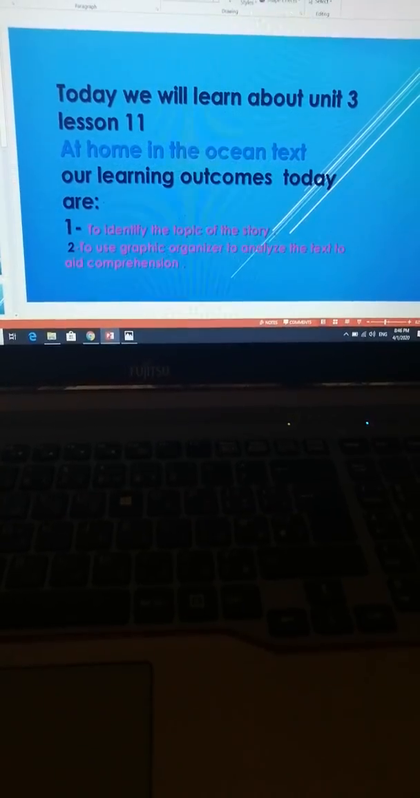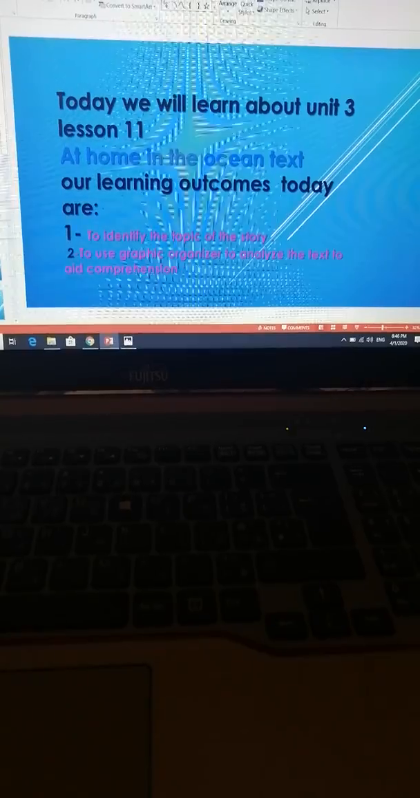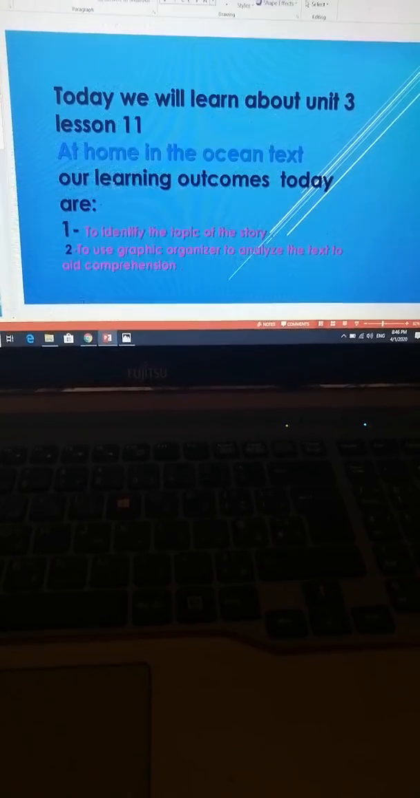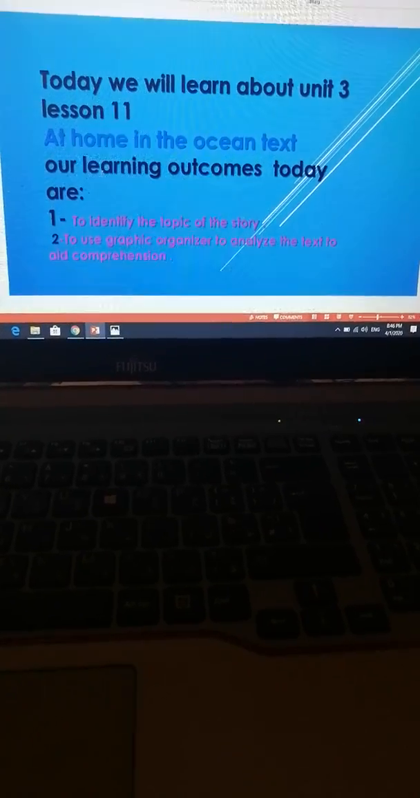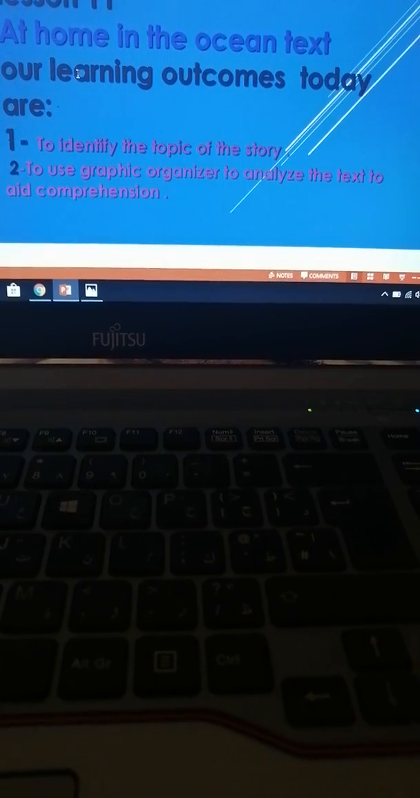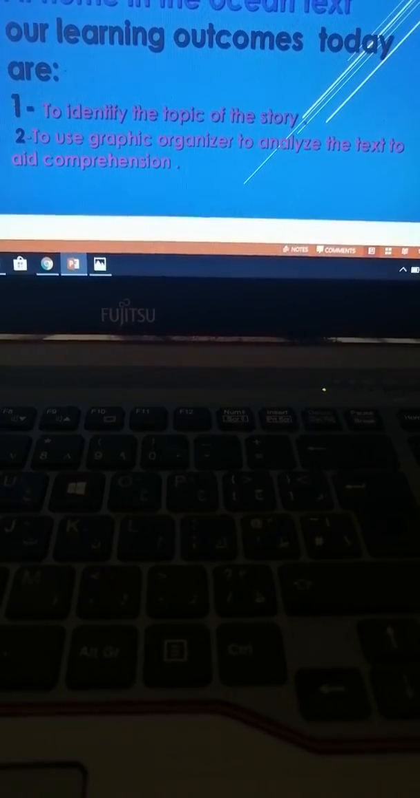Let's continue our story and let's first decide our learning outcomes, or objectives, today. Number 1, to identify the topic of the story. Number 2, to use a graphic organizer to analyze text to aid comprehension.